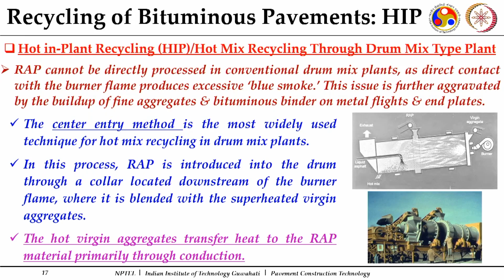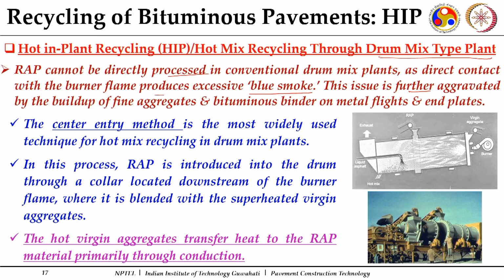Now, the other type is hot in-plant recycling, specifically with the drum mix plant. The first one, where we discussed the modification, was for the batch type plants; here it is for the drum mix plant. In this case also, RAP cannot be directly processed in a conventional drum mix plant as we do for the virgin aggregates, because direct contact of this RAP with the burner flame produces excessive blue smoke, which is harmful for the environment also. This issue is further aggravated by the building up of fine aggregates and bituminous binder on the metal flights and end plates of the dryer of the drum mix plant.